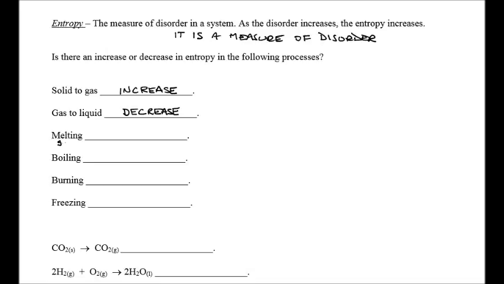Melting is solid to liquid. Your entropy will increase. Boiling is liquid to gas, so your entropy will increase. Burning produces smoke and ash, so your entropy will increase. Freezing is the liquid phase going to the solid phase, so your entropy will decrease.